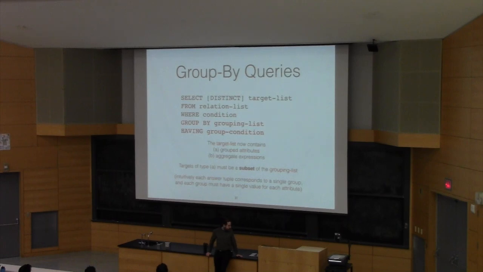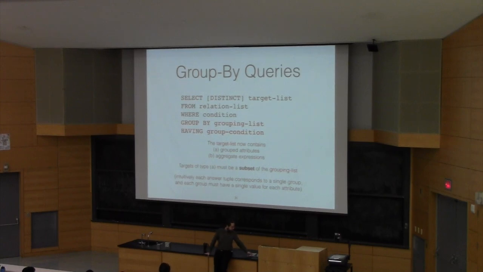Making this a little more general, there's a group by, which adds two new clauses, a group by clause and a having clause. The group by clause basically says, what are the attributes that we're going to group by? And then the having clause is basically just syntactic sugar that allows us to do queries after the aggregation is performed.